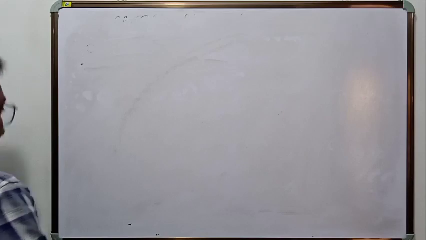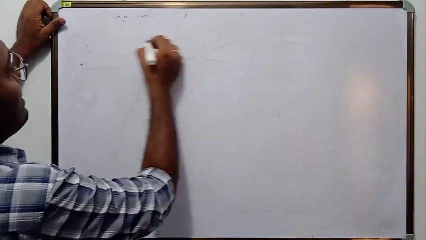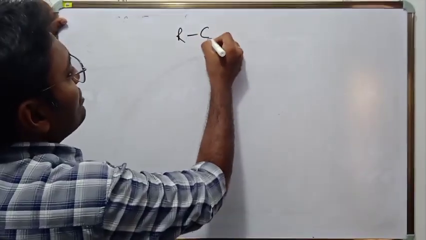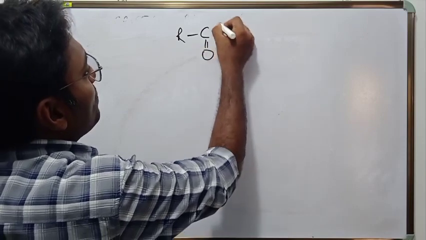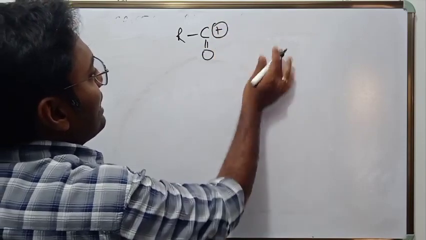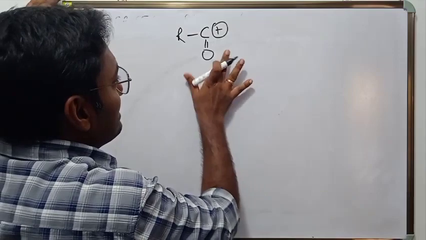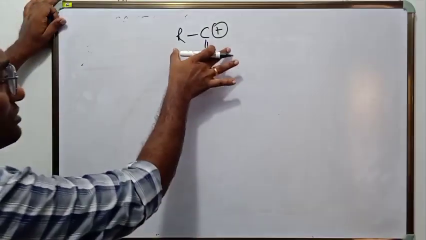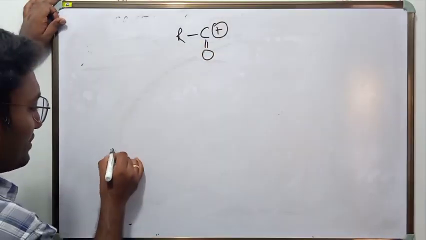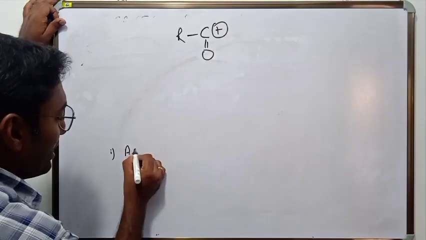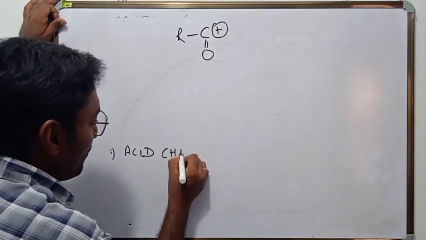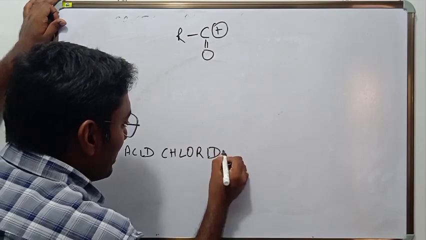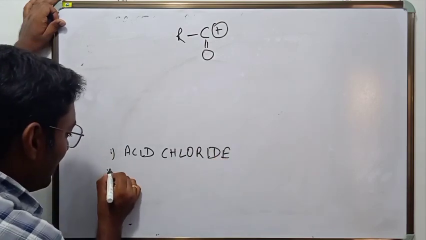The electrophile in Friedel Crafts acylation is the RCO+ group. This is called the acyl cation. This is an acyl group. This is an acyl cation. Now there are three sources of acyl cation. The first source is acid chloride. The second source is acetic anhydride.